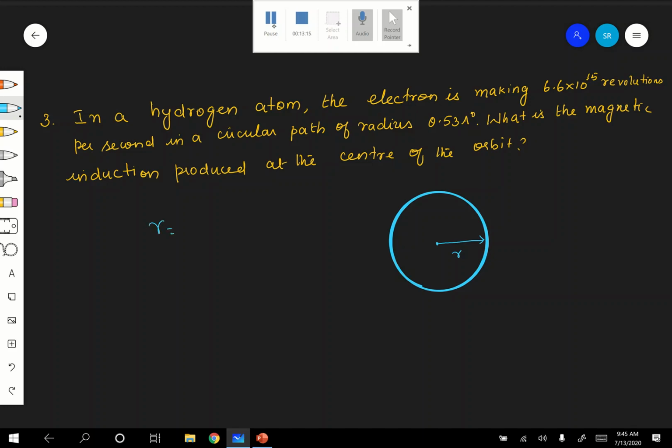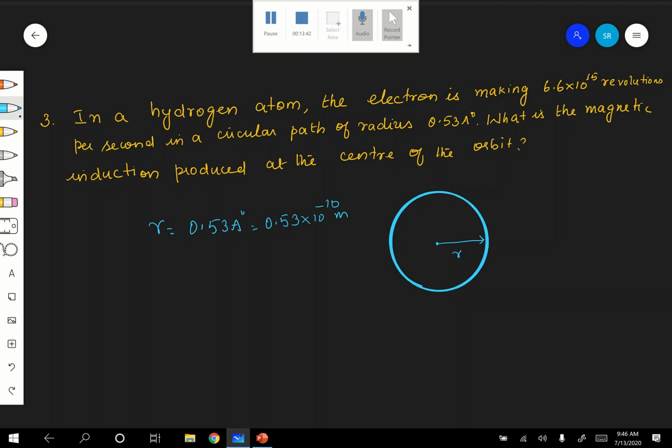Radius of the orbit is 0.53 angstrom. Angstrom means what? Into 10 power minus 10 meter. Okay, so 0.53 into 10 power minus 10 meter. Are you following? Right. Therefore, what else is given? Anything else? In the hydrogen atom, the electron is moving at 6.6 into 10 power 15 revolutions per second.